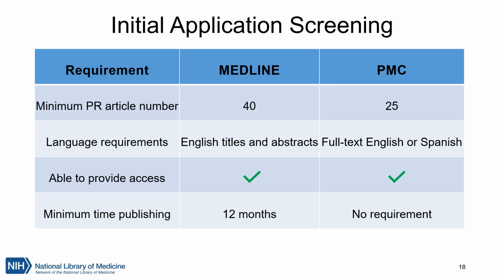This slide compares and contrasts the initial application screening requirements for Medline and PMC. Medline journals are required to have a minimum of 40 peer-reviewed articles, and PMC is required to have 25. Medline requires English titles and abstracts, while PMC accepts full-text English and Spanish articles. Both should be able to provide electronic access according to the NLM's electronic access policy, unless the journal is print only. Finally, Medline requires that journals have been publishing a minimum of 12 months, while PMC has no minimum.